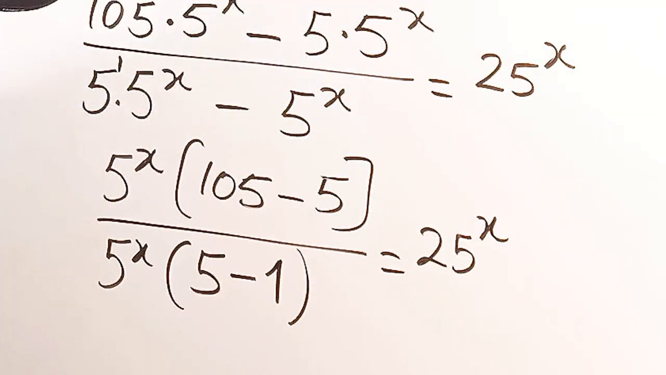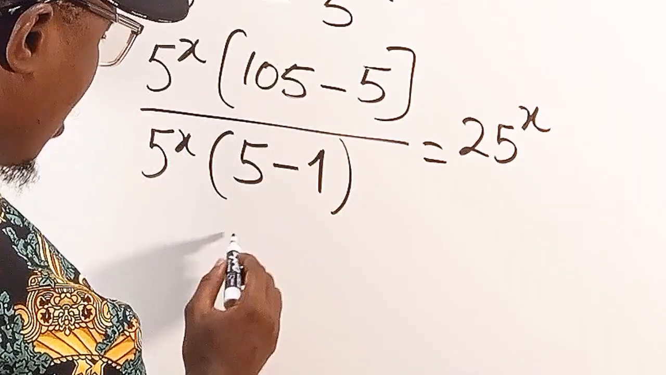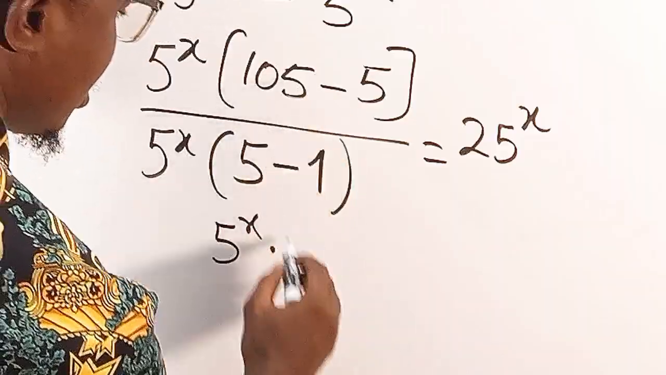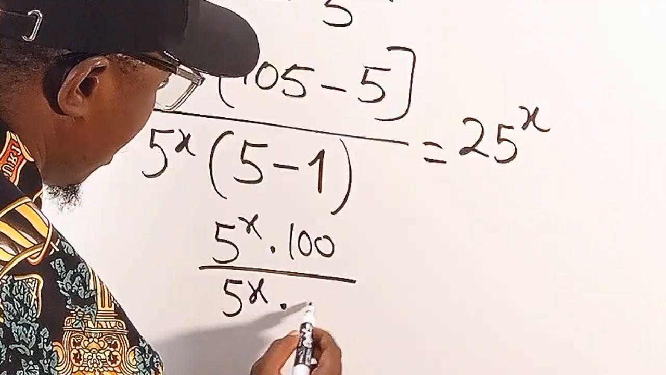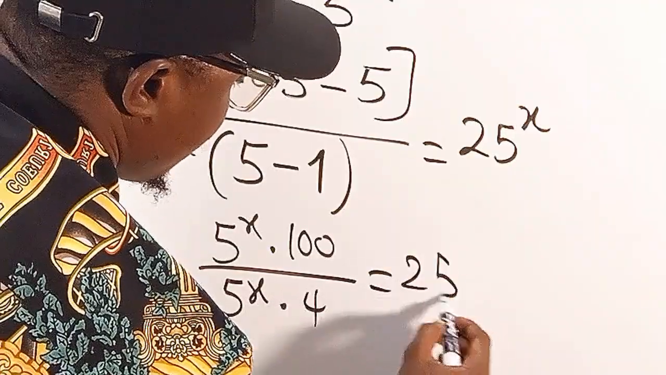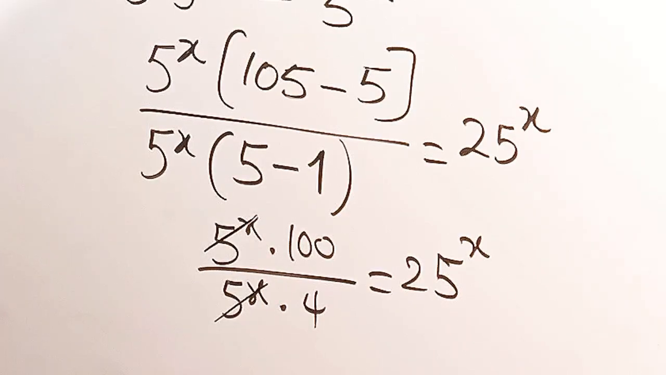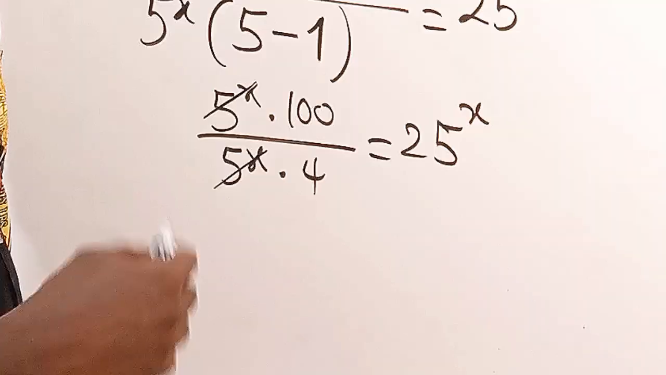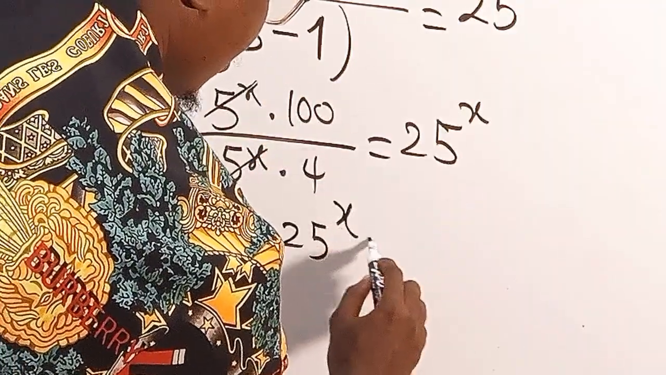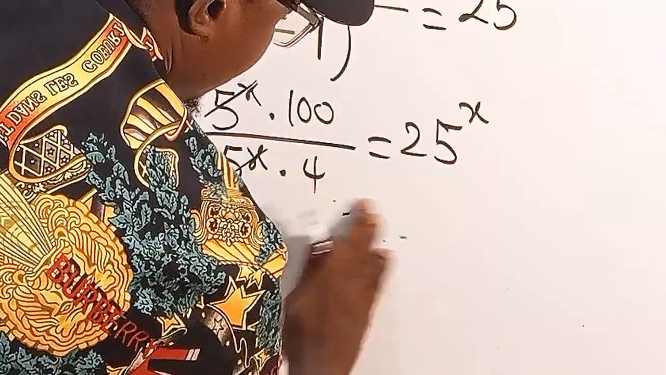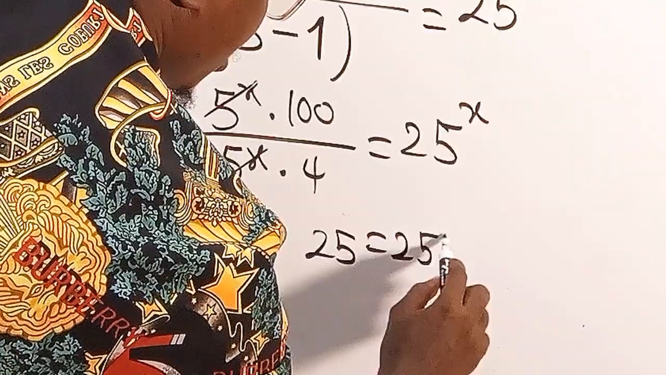So, the next thing I'm going to do from here, so you see that 105, take away 5, we're going to have 5 to the power of x multiplying 100, then divided by 5 to the power of x multiplying 4. Then everything is going to be 25 to the power of x. Now, this and this will be cancelled. All right. Then 100 divided by 4, we have 25. So we're going to have 25 to the power of x will be equal to, sorry, this will be 25, then equal to 25 to the power of x.